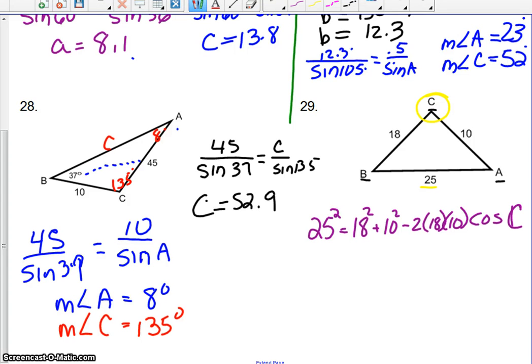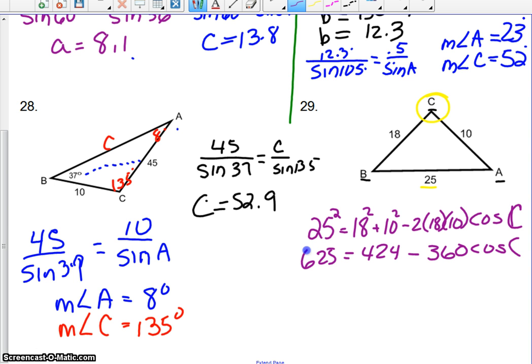Right, so we were just wrapping up this last law of cosines problem. Let's go ahead and wrap that up. We were here where we had 25, and basically when you work this out, 25 squared is 625. The 18 squared plus 10 squared is 424. The 2 times the 18 times the 10 turns out to be minus 360 cosine of C.